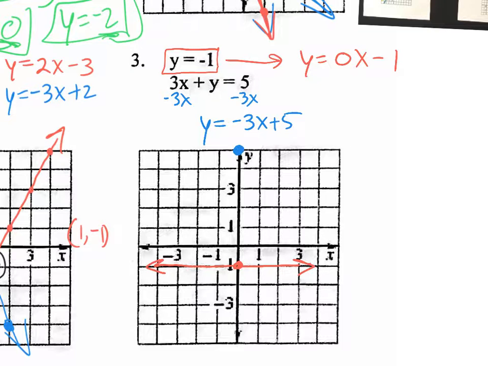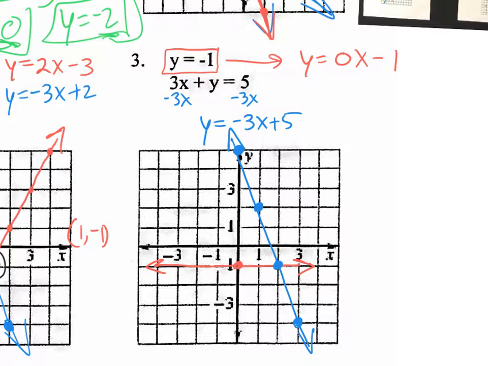What do I do from that point? What's my slope? Down 3 over 1. Down 3, right 1. So if you go down 1, 2, 3, right 1, there it is. And of course, we have our line going through all those points. So the blue equation has an infinite amount of answers. The red equation has an infinite amount of answers. I'm looking for that one answer that works for both. What is the answer to that system?